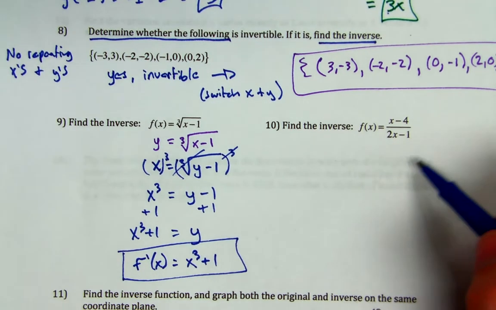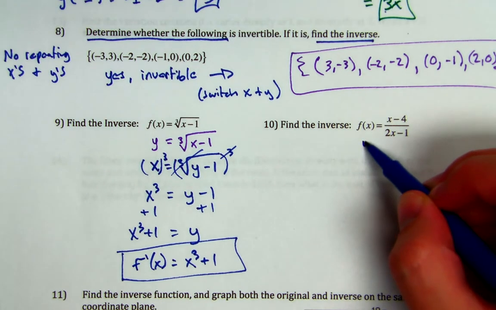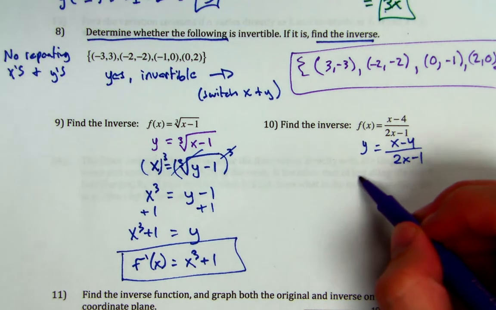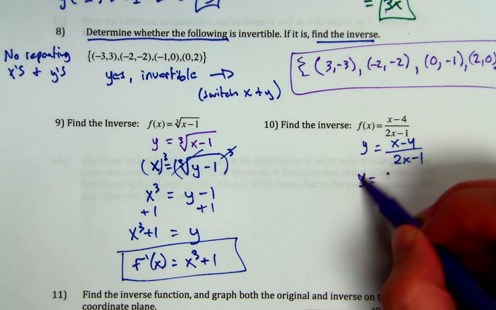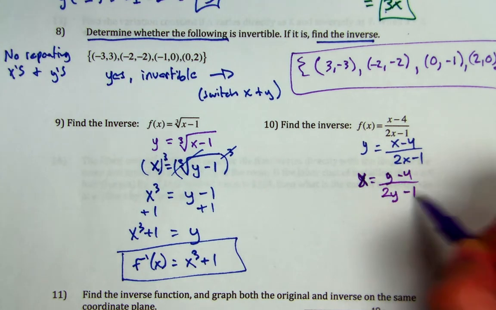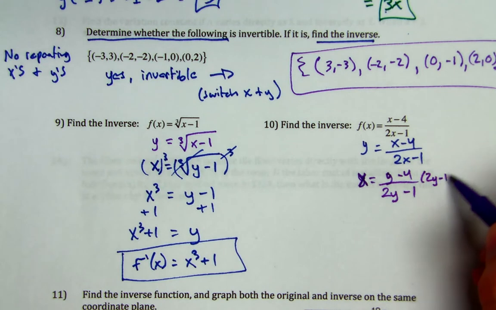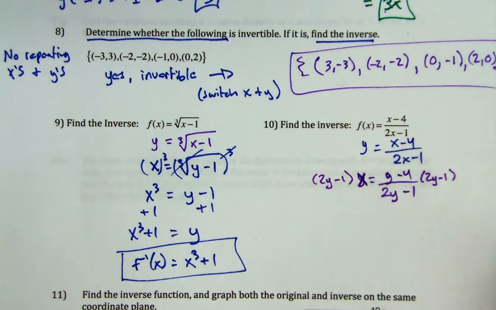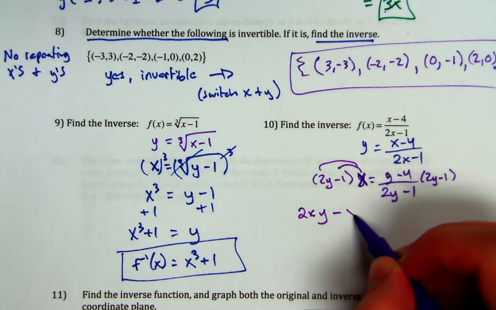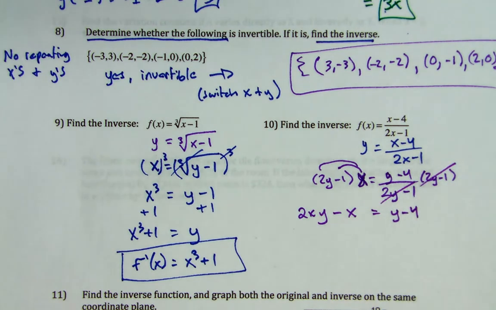Alright, this is the one that we did yesterday in class. Inverses, you gotta be careful with them sometimes. So y equals x minus 4 over 2x minus 1. Switch x and y. x equals y minus 4 over 2y minus 1. If there's a y in the top and bottom, multiply both sides by the denominator. And don't forget to distribute your x in. 2xy minus x equals y minus 4, because we got those to go away.